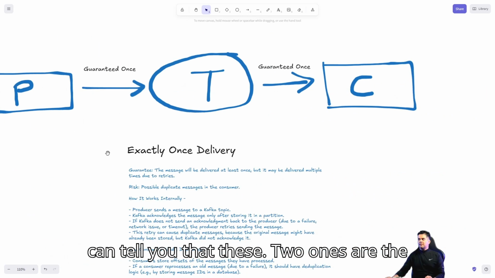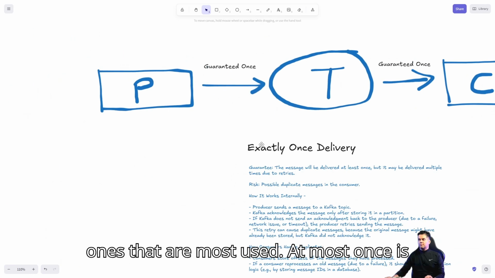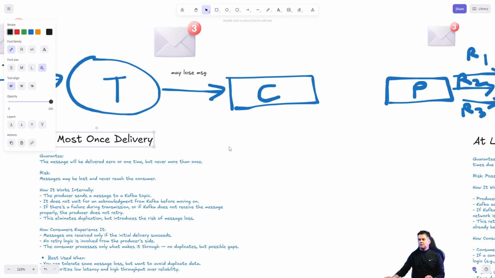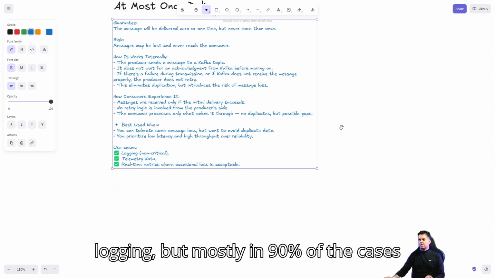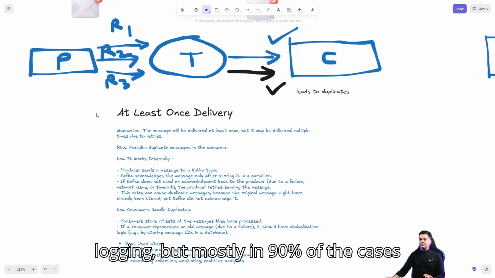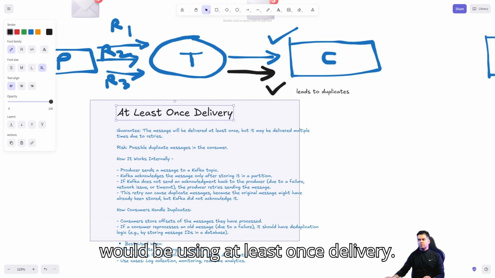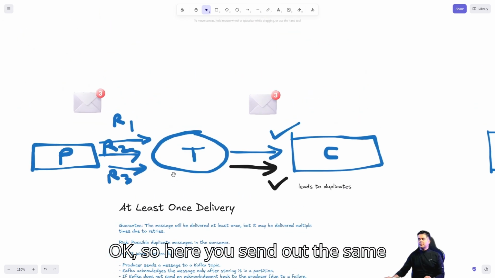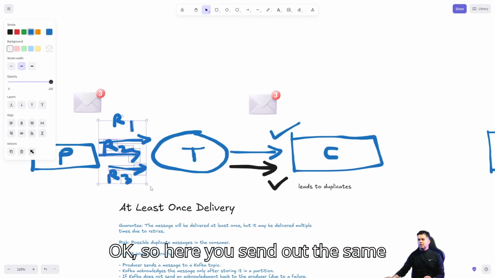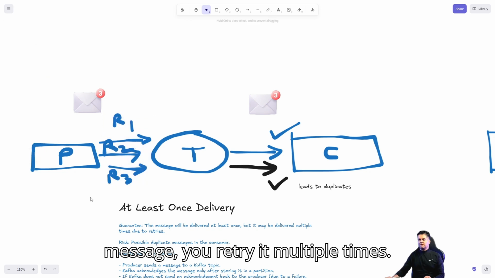So I can tell you that these two ones are the ones that are most used. At most once is only used if you're doing some kind of logging. But mostly, in 90% of the cases, when you're building an application, you would be using at least once delivery. Okay. So here you send out the same message, you retry it multiple times.